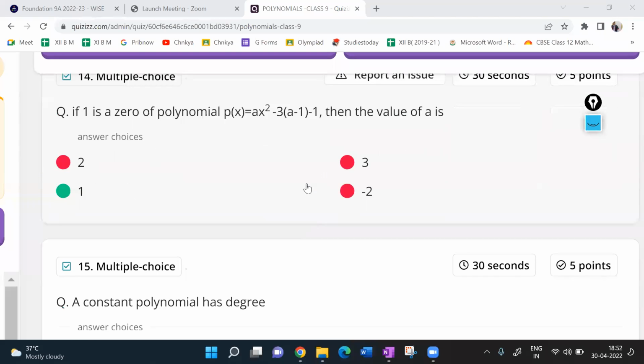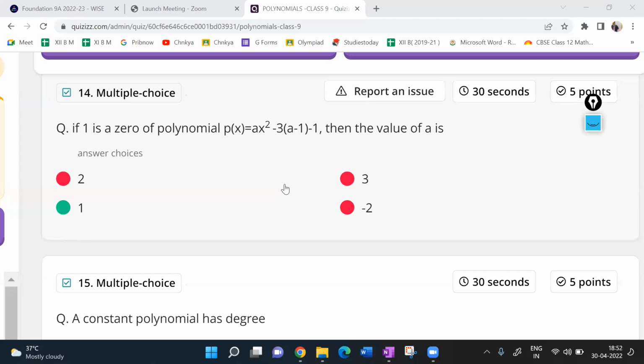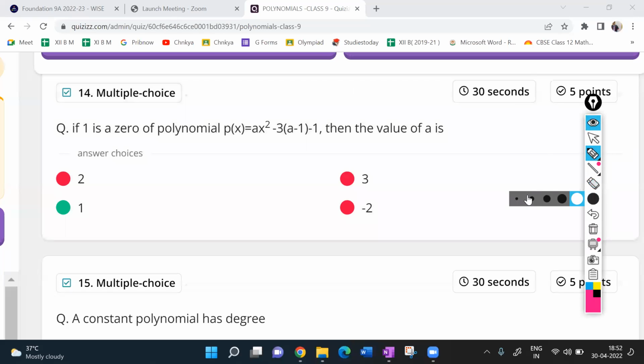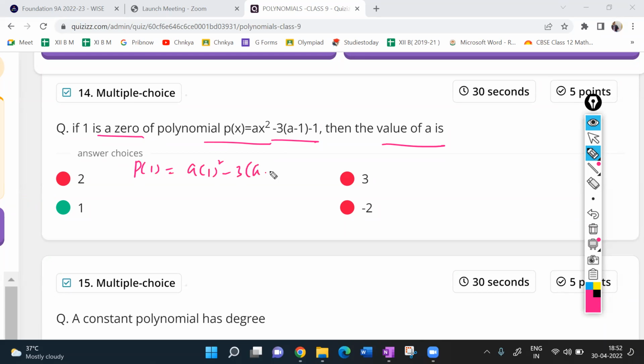14th question. If 1 is a zero of this polynomial, then find the value of a. Simple. So what you have to do here, beta? P of 1 you have to do. So a into 1 square minus 6 into 1 square equal to 0. The middle term will come 0, sir. So a plus 3 minus 1 is equal to 0, beta.